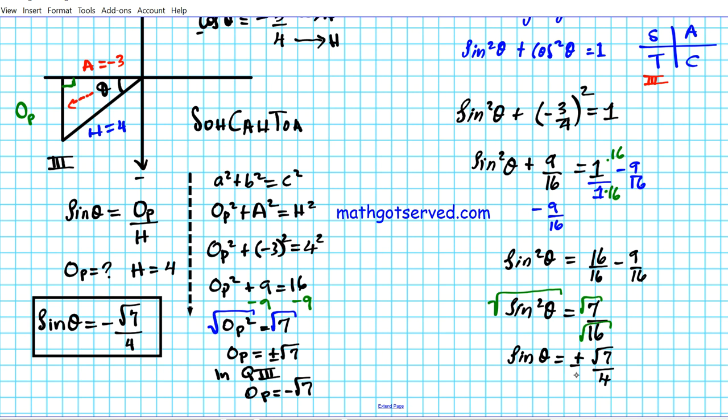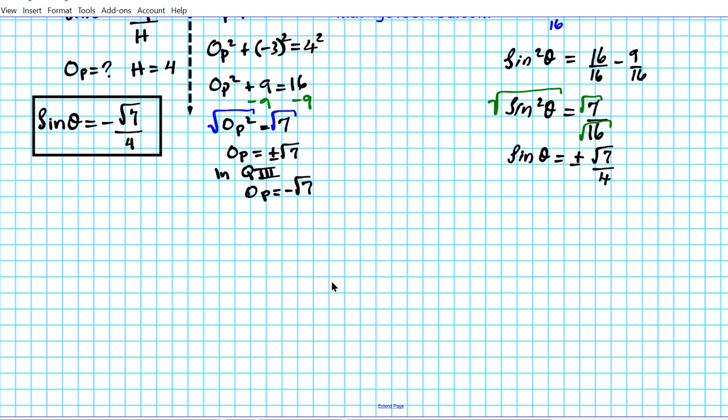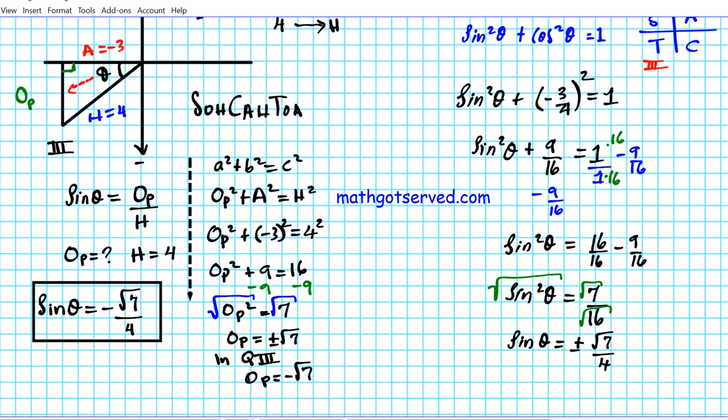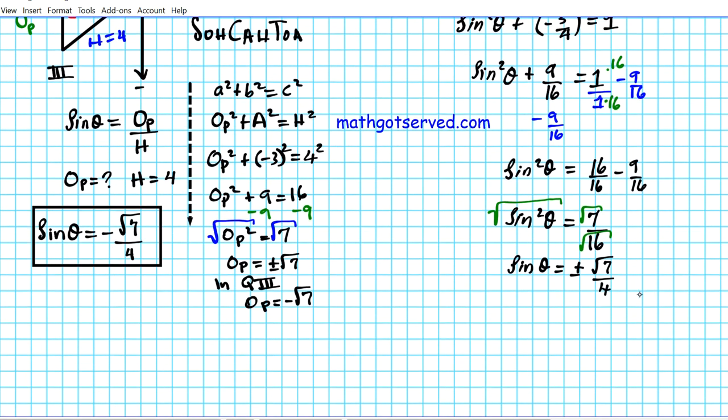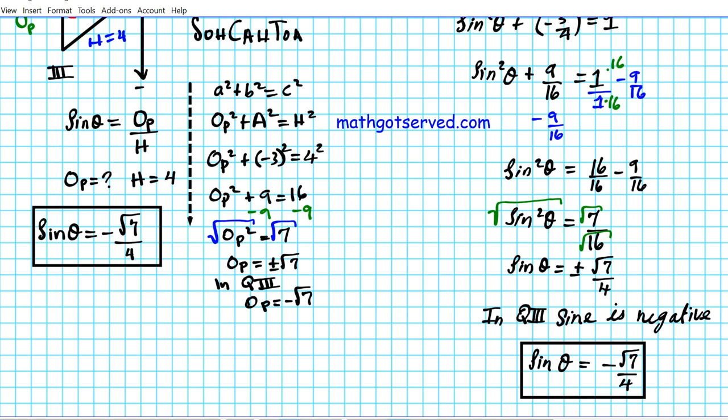Now, what sign is this going to be? From Awesome Students Take Calculus, we know that in quadrant 3, sine is negative. Only tan and cotangent are positive in quadrant 3. Okay? So in Q3, sine is negative. So what does that tell us? It tells us that our final answer, sine theta, is equal to negative root 7 over 4. As we already have, that is option number 1 as the answer to question number 5.